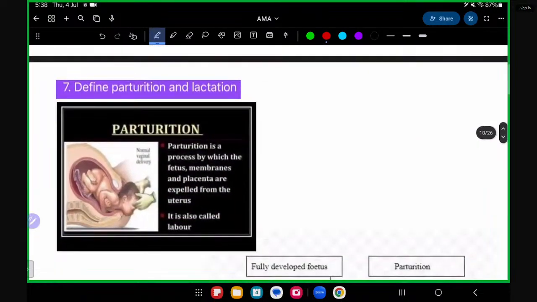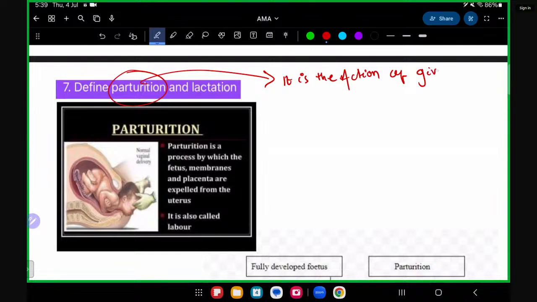Then the 7th question we have is define parturition and lactation. Then what is parturition? Okay, it is the action of giving birth to young, that is the childbirth. It is the action of giving birth to young or childbirth.